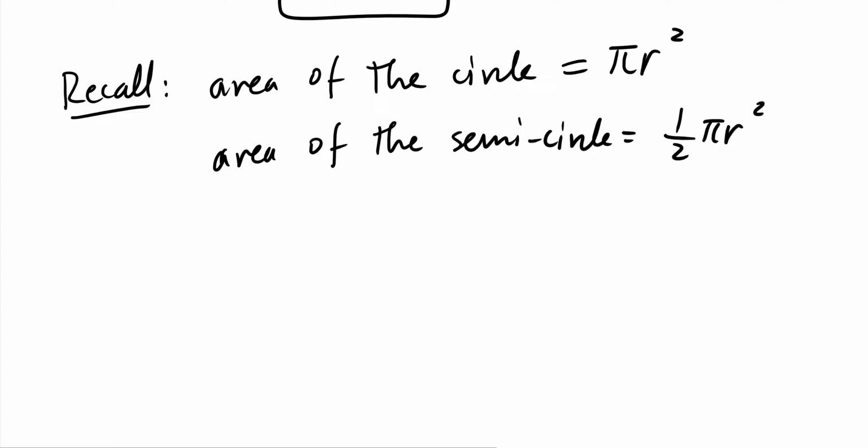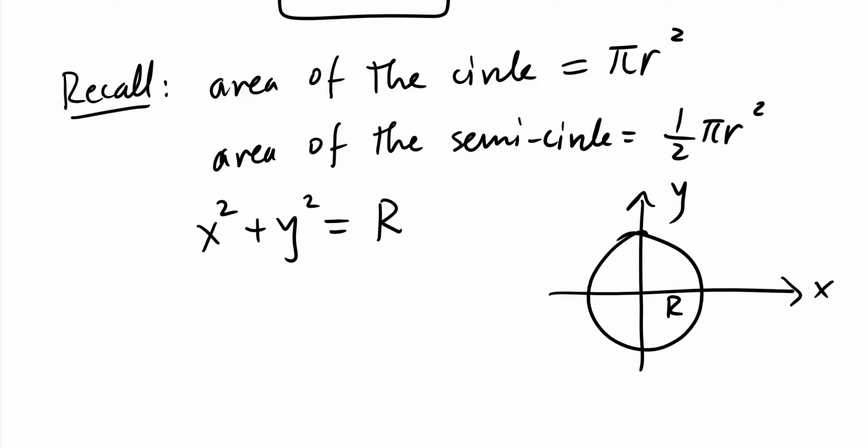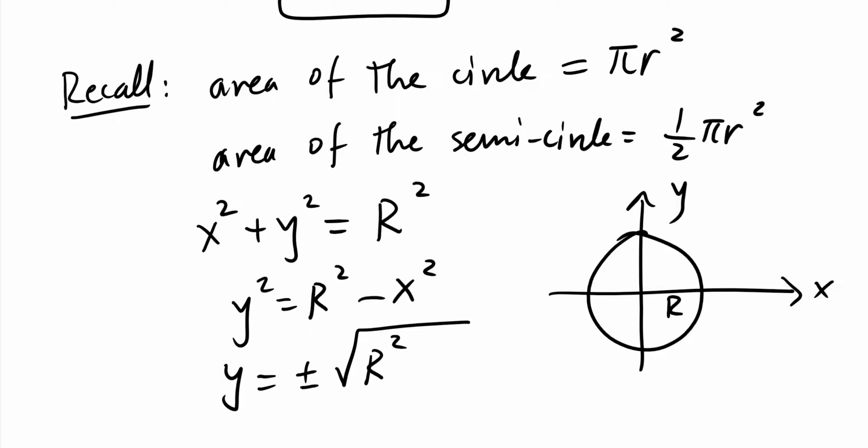Okay, so if we take any circle, the circle with center 0, 0 and radius capital R, the equation is x squared plus y squared equals r squared. That's the equation of the circle, the formula for 0, 0 as the center. So if I solve for y squared, y squared is r squared minus x squared. I want to get y by itself. It's plus or minus the square root of r squared minus x squared. Don't forget the plus or minus.